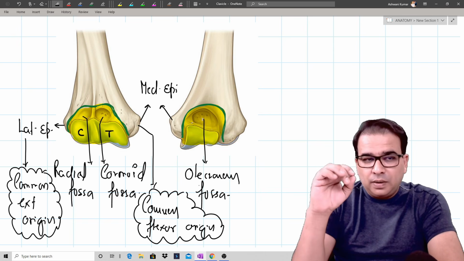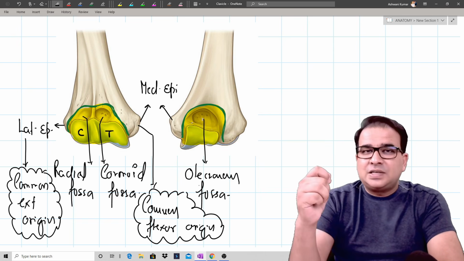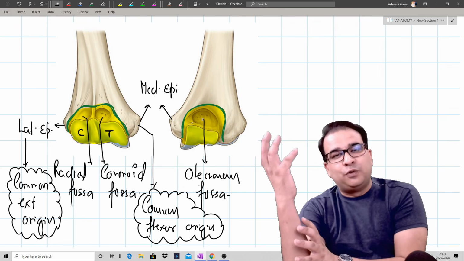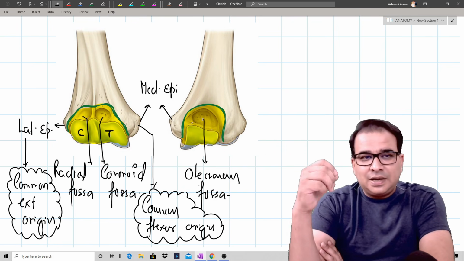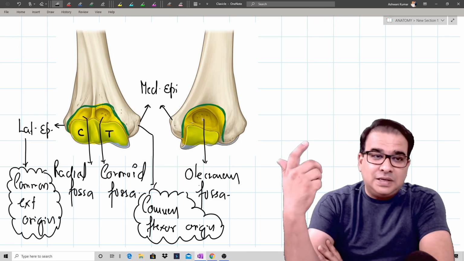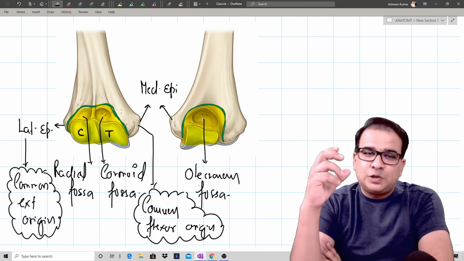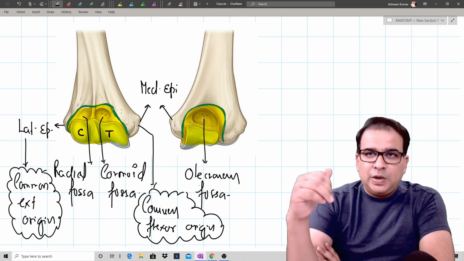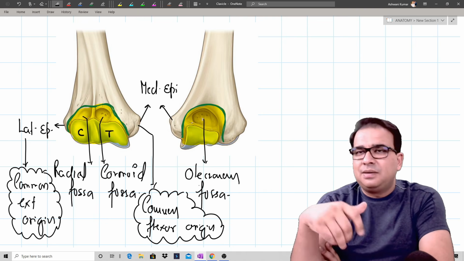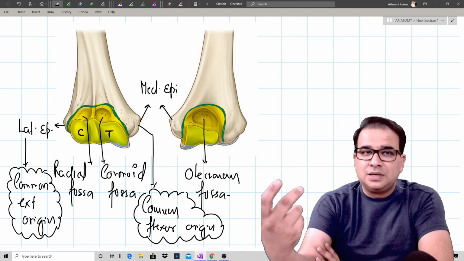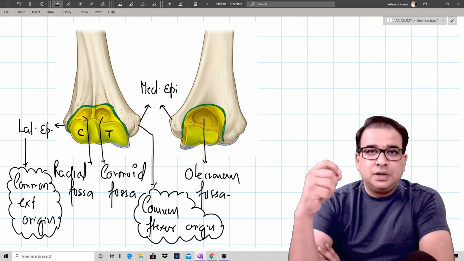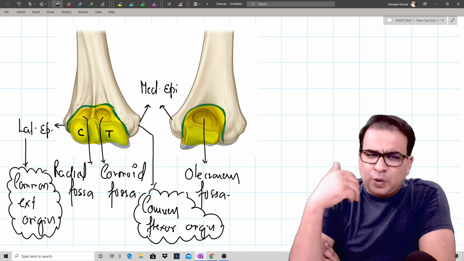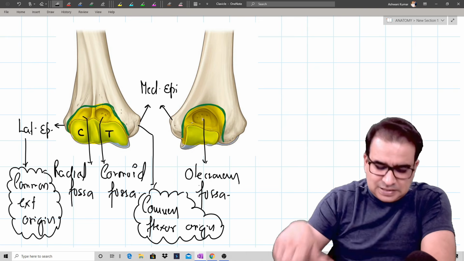The common extensor origin and common flexor origin doesn't mean that they are giving origin to every single flexor and extensor of the forearm. Some flexors and some extensors come from above these epicondyles also, and that lays the foundation for understanding the muscles in the forearm. When you talk about muscles like brachioradialis and extensor carpi radialis longus, regarding their innervation, you will also understand a few important facts if you understand their attachment. So insertion I will be talking about in the next part, guys.